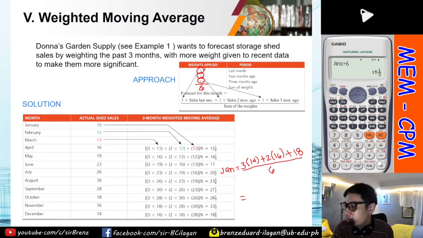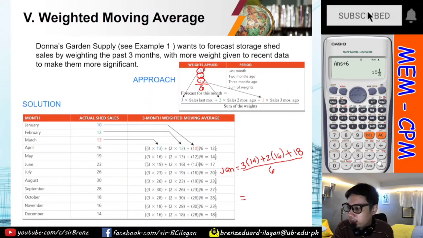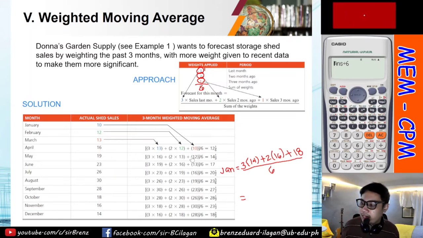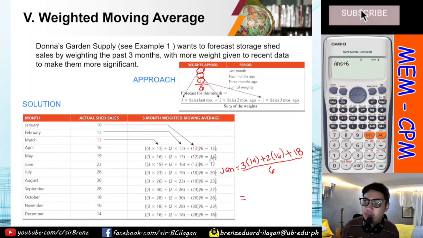So in this particular forecasting situation, you can see that more heavily weighting the latest month provides a more accurate projection. So, i-plinat natin siya dito sa next slide. I-plinat natin siya sa isang graph para at least mas makita natin yung difference between weighted moving average and moving average.